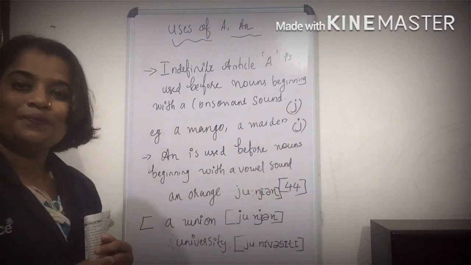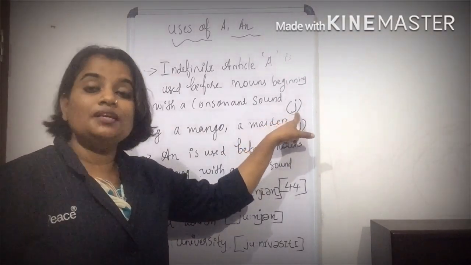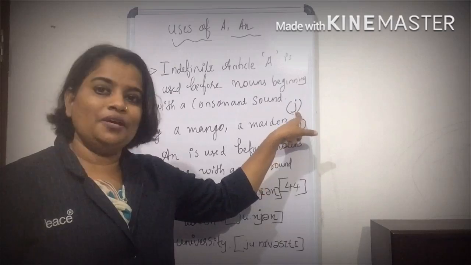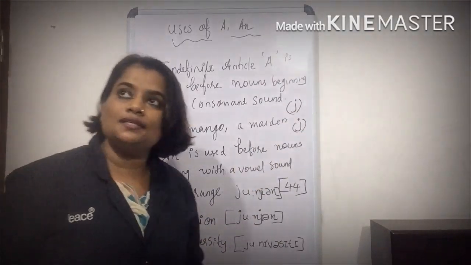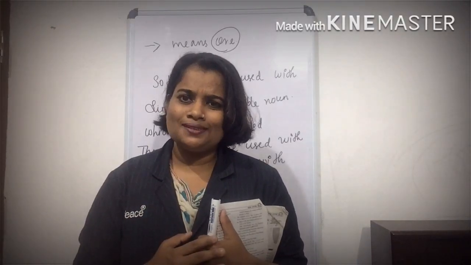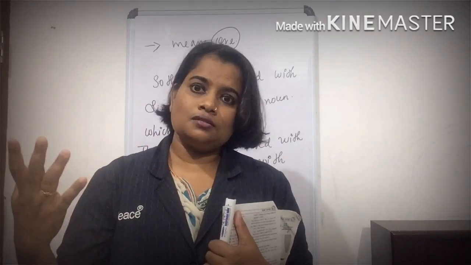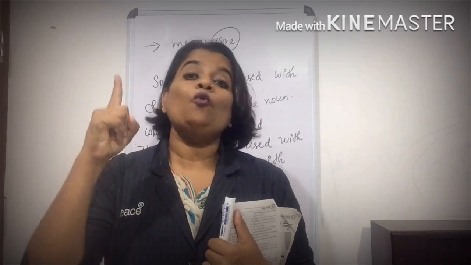Okay, so this alphabet is treated or coming under consonant sounds. That's why we are treating a union, a university, a European likewise. Let me ask you one question. What do you mean by a and an? Yes, it means one.